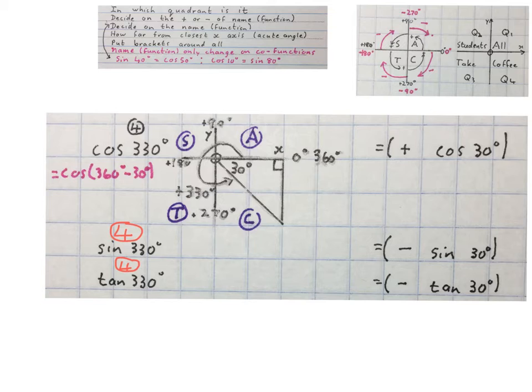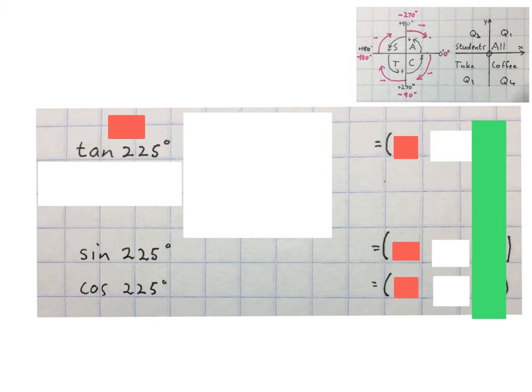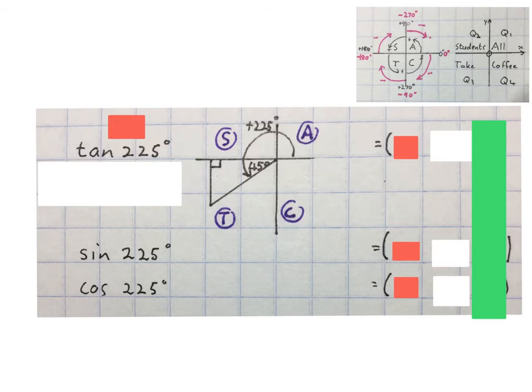Stop the video and get your brain around this one. Let's do tan 225 degrees. Let's reduce it to an acute angle. Firstly, in which quadrant are we? You start at 0 degrees, go all the way around to 225 degrees, draw your terminal ray. You are in the third quadrant. Tan is positive in the third quadrant.